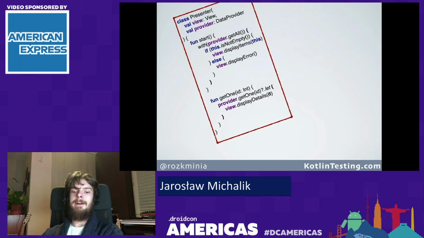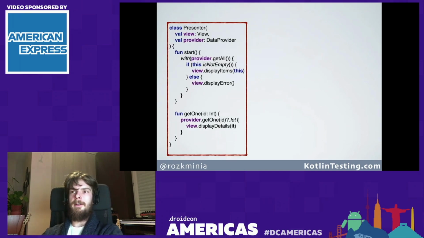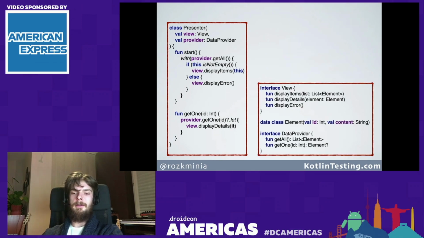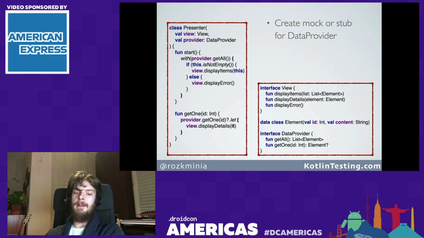Let's consider another screen with a model view presenter architecture. We have some view which will display a list of items, display one item, or render an error. We have also a data provider, some kind of data source, such as a database, described by an interface with two methods, get all elements or get one element by ID. And we will use Mockito to create a stub for the data provider and create a mock for the view.